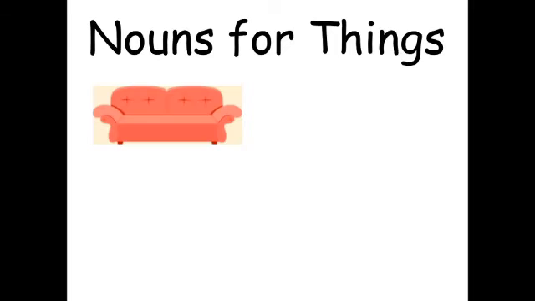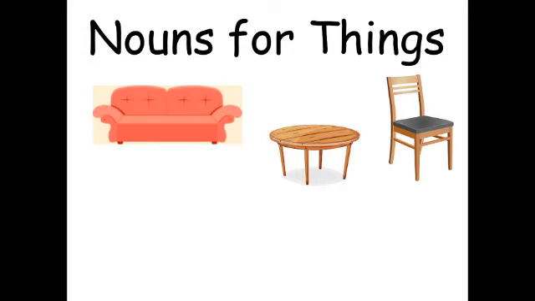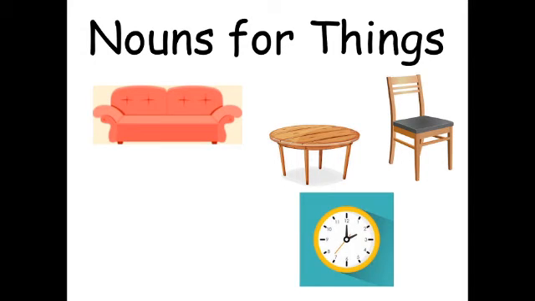Now, nouns for things. Look around you. Are you sitting on a sofa or a chair? Do you have a table in front of you? Is there a clock in your room? Is there a TV in front of you? All the things around you in your house have names, don't they? And naming words are called nouns.